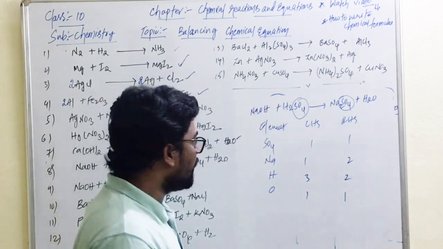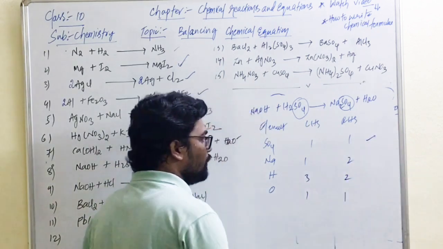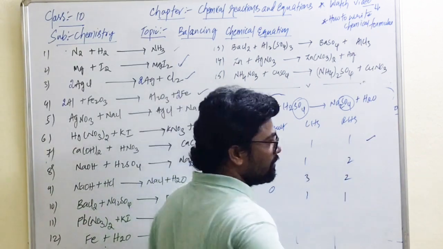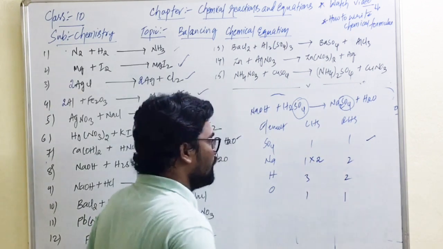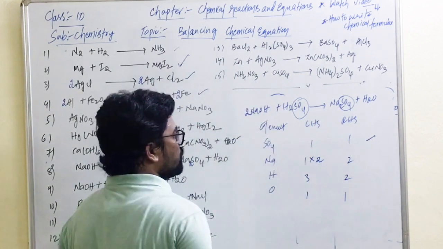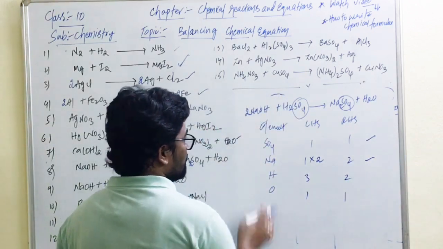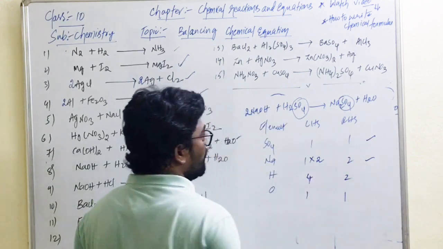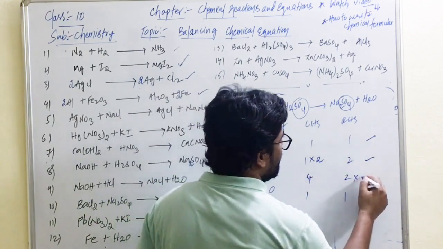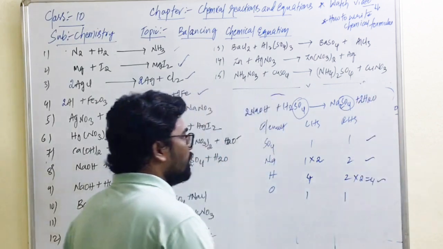Now let us check the sulfates. Sulfates are balanced, equal on both the sides. Now sodium: 1 on the left hand side, 2 on the right hand side, so place 2 before NaOH, and we get the number of sodium balanced. Now hydrogens change. Now hydrogens are 2 plus 2, 4, but we have 2 on the right hand side, so multiply with 2, you will get 4, place 2 before H2O. Number of hydrogens are also balanced.